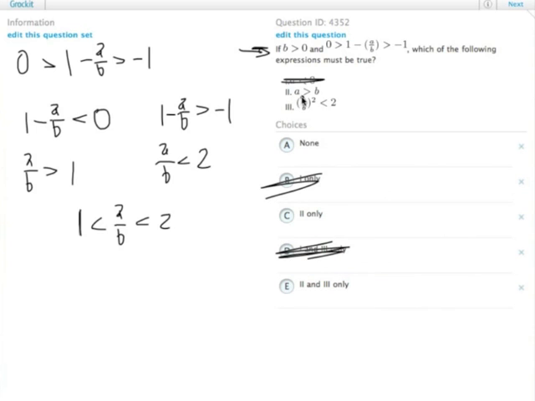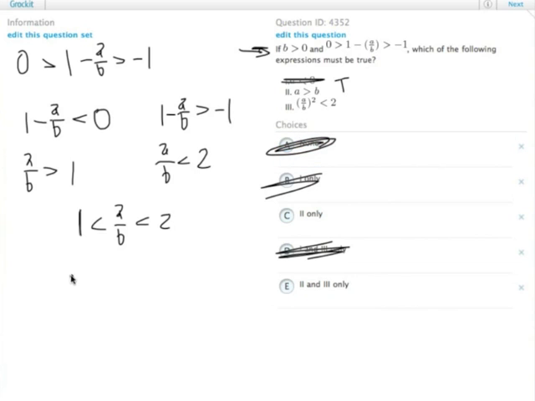Statement 2, a is greater than b. Well, it must be. Just look at the fraction. In order to be a fraction greater than 1, the numerator needs to be larger than the denominator. That's just how fractions work. It would be less than 1 if a were smaller than b. So statement 2 must be true. We can get rid of the idea that none of them are true. We just have to evaluate statement 3.